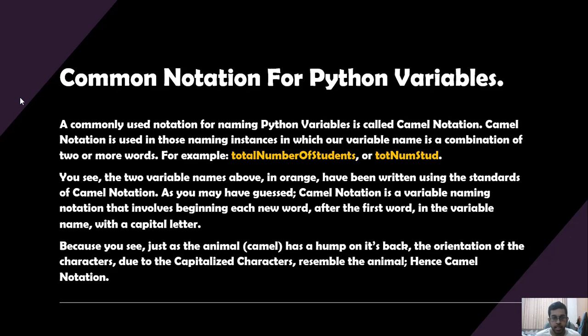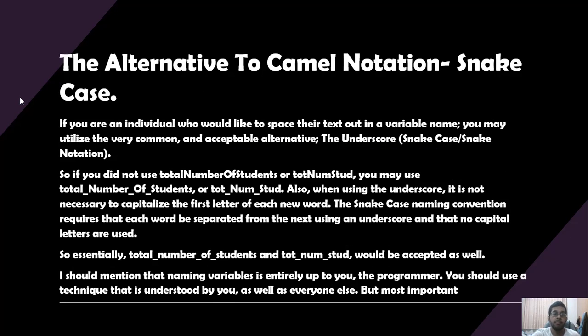As you may have guessed, camel notation is a variable naming notation that involves beginning each new word after the first word in the variable name with a capital letter. Because you see, just as the animal, camel, has a hump on its back, the orientation of the characters due to the capitalized characters resemble the animal, hence camel notation.